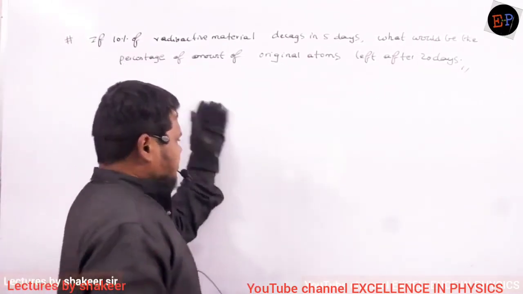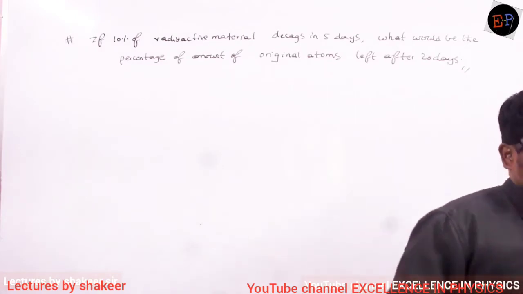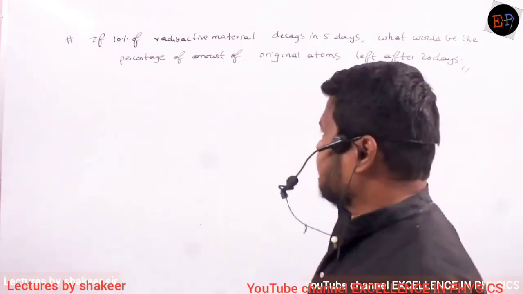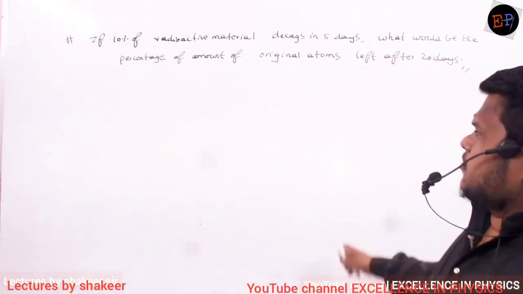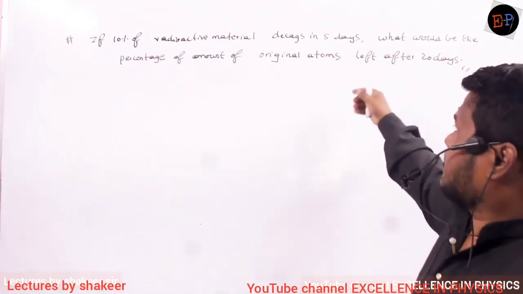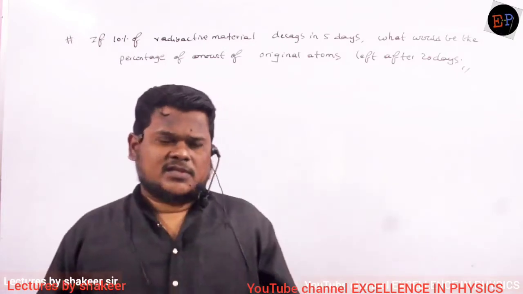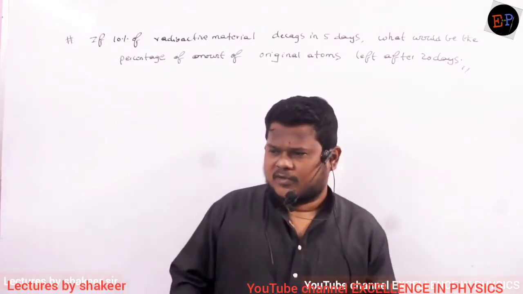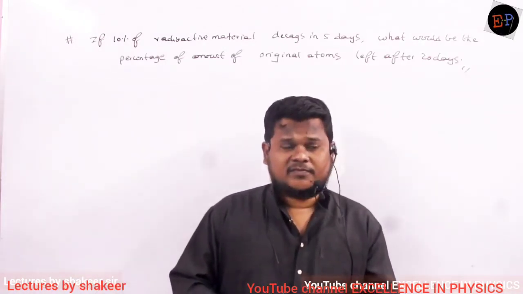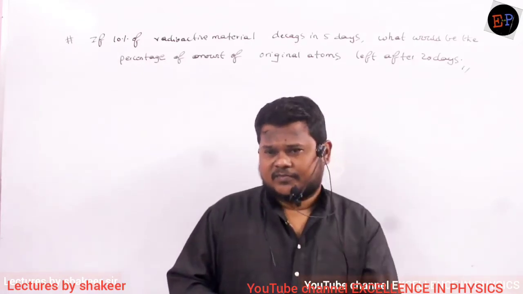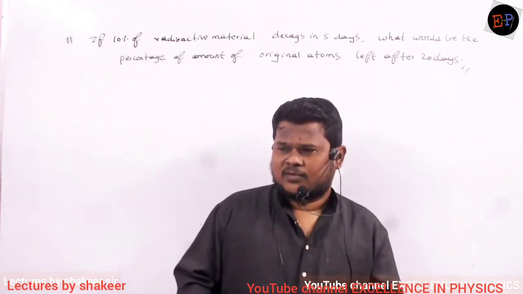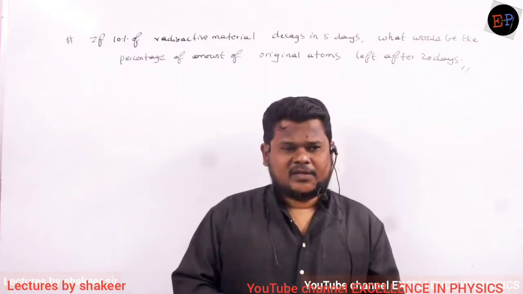So see here, 10% of radioactive material decays in 5 days. That's what he gave. Then what would be the percentage of the amount of original atoms left undecayed after 20 days? That's what he's asking. So this problem you can do just like half-life. For the first half-life, for example, consider 5 days. For the next half-life also, 5 days. Are you able to understand?